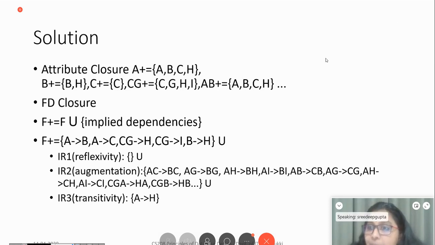What's the difference between attribute closure and FD closure? Yeah, that's a good question. See, attribute closure corresponds to, see, you are given an FD closure. Let's start from that point. Okay, so FD closure we know.